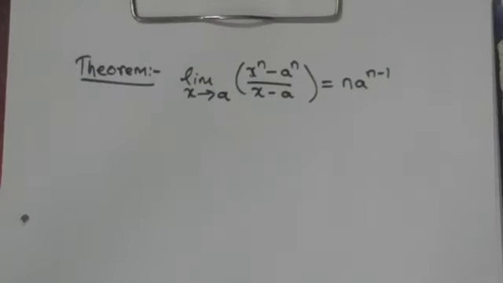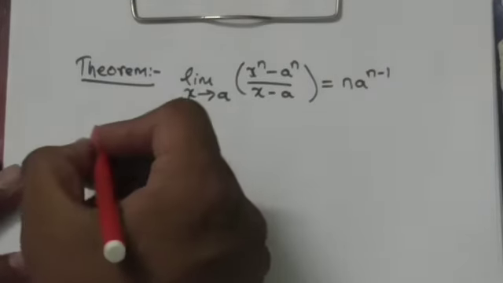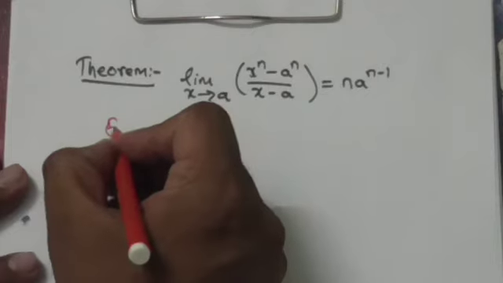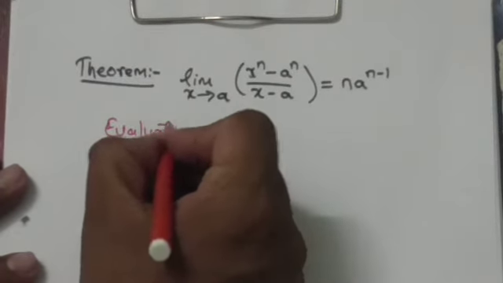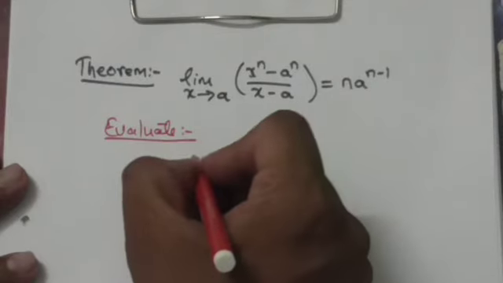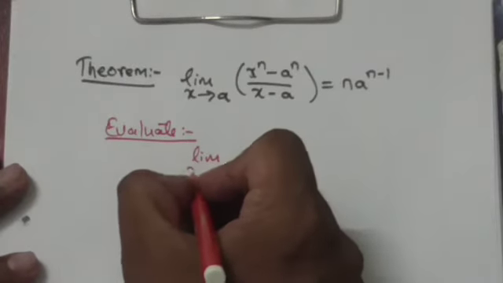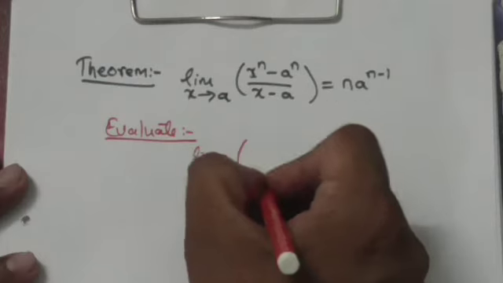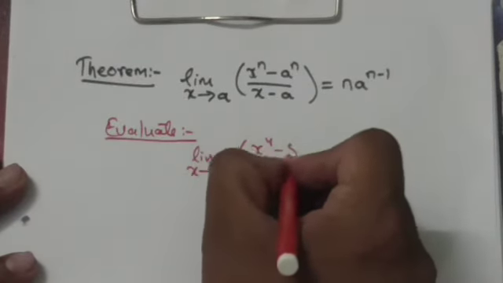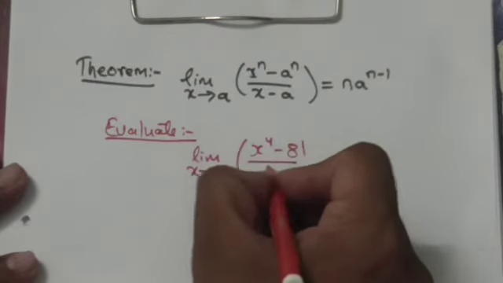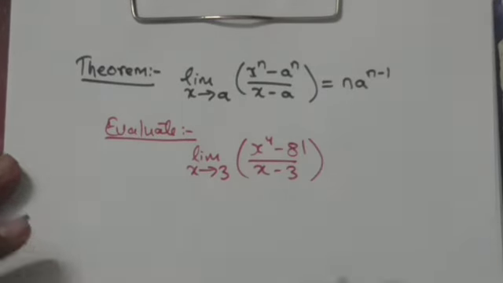Now this theorem is very helpful to solve the problems related to limits. Now we will solve some problems based on this theorem. So see this question. Suppose we have to evaluate limit x tends to 3, x raised to power 4 minus 81 upon x minus 3. Suppose we have to evaluate this limit.